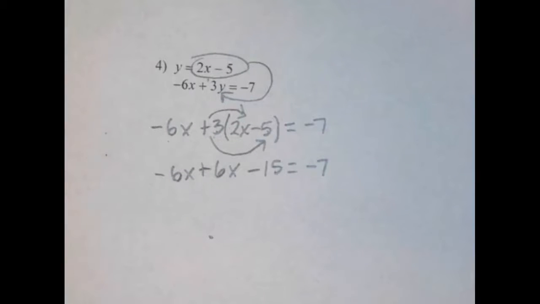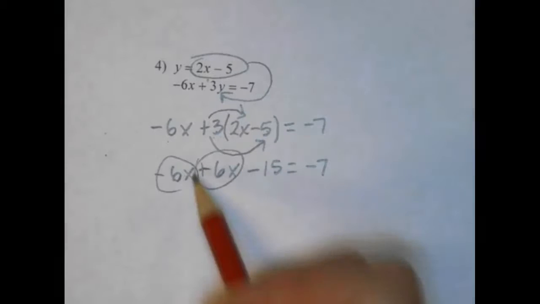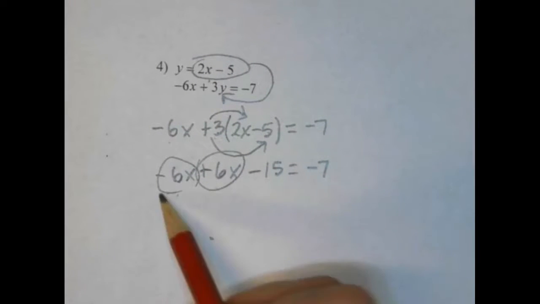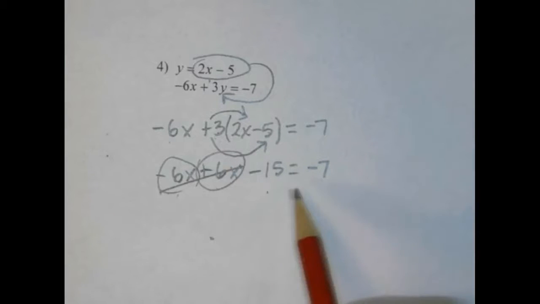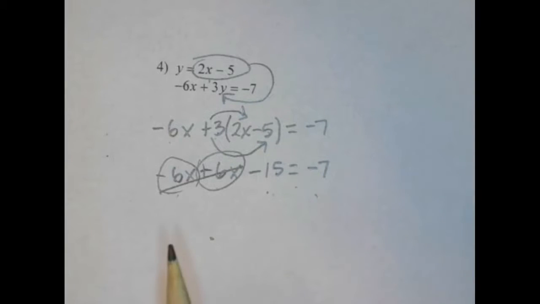Do I have any like terms to combine? Yes. What can I combine? Okay, so what happens when I add 6x to negative 6x? It becomes 0. So that leaves me with negative 15 is equal to negative 7. Is negative 15 equal to negative 7? It's not a true statement.